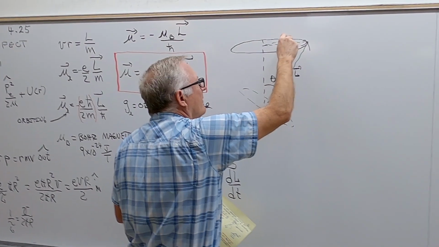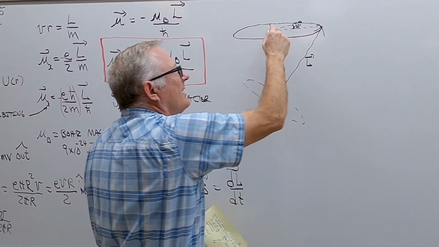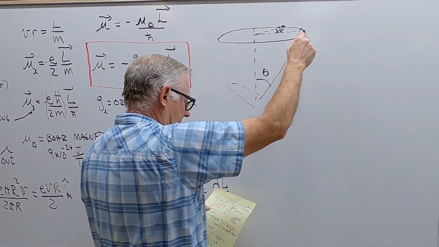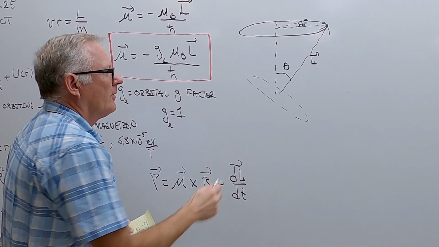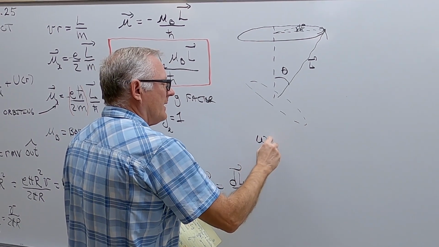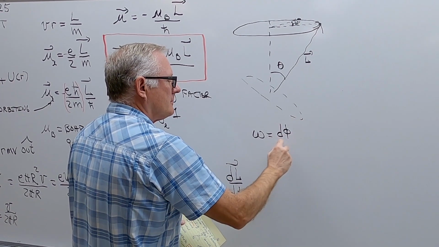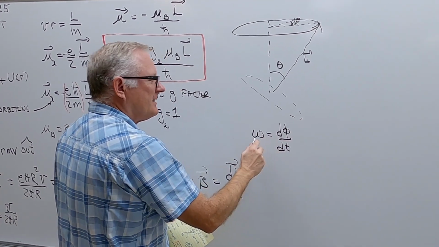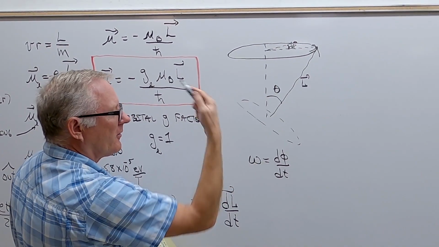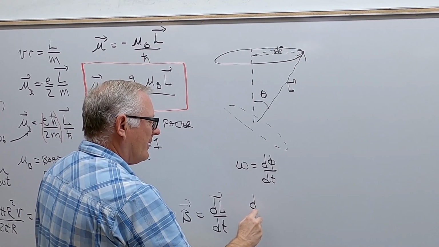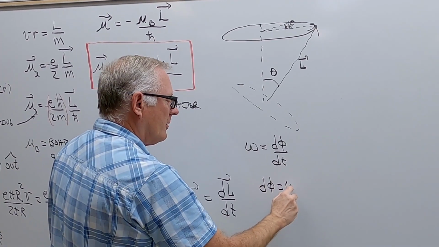And we could even say for a little d phi, it's just equal to r d theta. Or actually, we can just say omega is defined as d phi dt, where this is the angular frequency of it going around. So d phi is equal to omega dt.